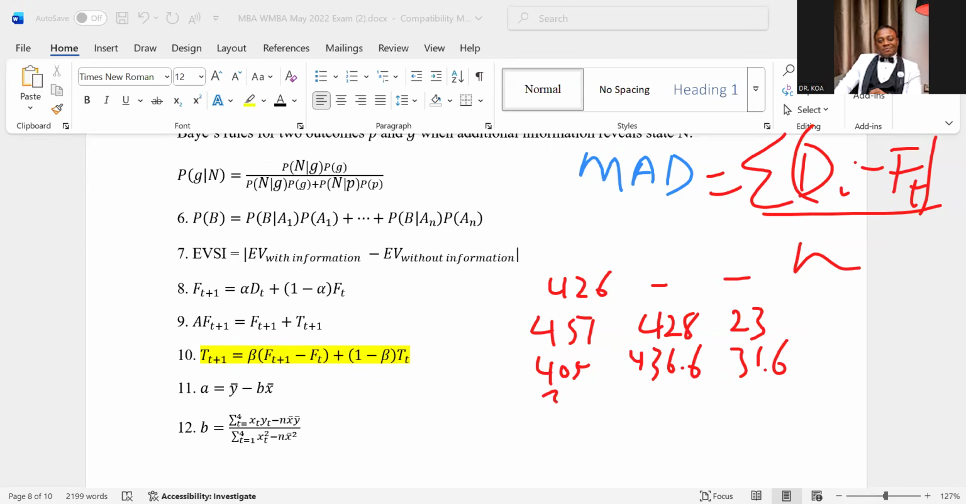Then the next one was 372. 425.72. Find the difference. The difference will be negative. So we take an absolute value, 53.72. Then the next one is 390. Check it. 406 is the forecast, 0.43. It will be negative 16. So we take the absolute value, positive 16.43.